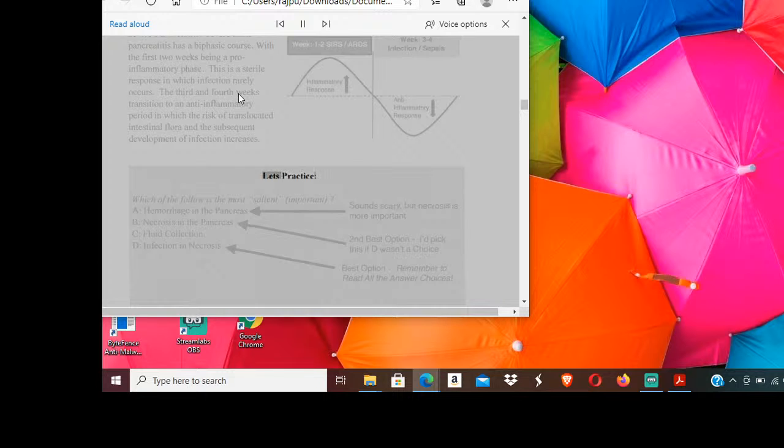Let's practice. Which of the following is the most salient, important? A. Hemorrhage in the pancreas. Sounds scary, but necrosis is more important. C. Fluid collection. B. Necrosis in the pancreas, second best option. I'd pick D. Infection in necrosis. This is the best option if it wasn't a choice. Remember to read all the answer choices.